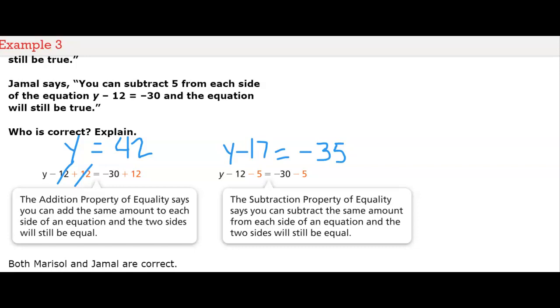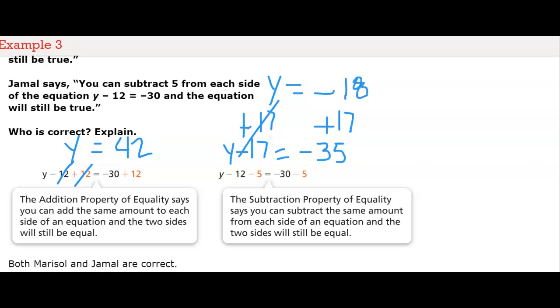And then for this particular, the subtraction property of equality, we have to continue simplifying this by subtracting or adding 17 to both sides. So I'm going to do it up top. This side will cancel out, and then we would have y is equal to negative 35 plus 17, and then that will give us 18, or negative 18.